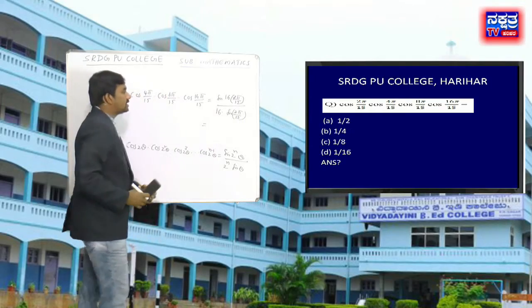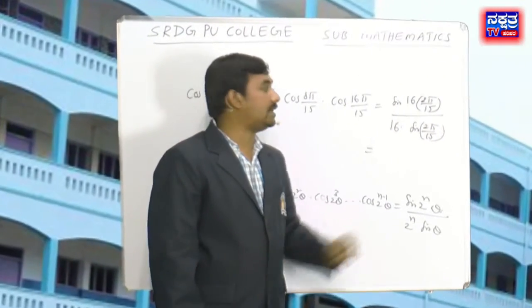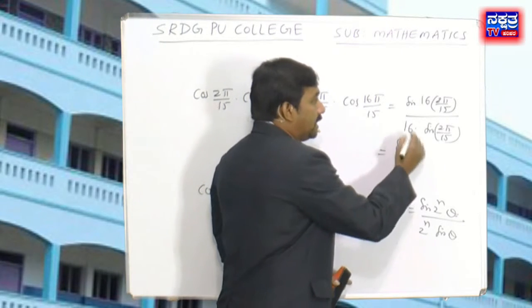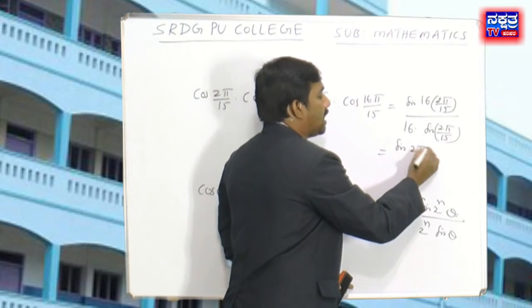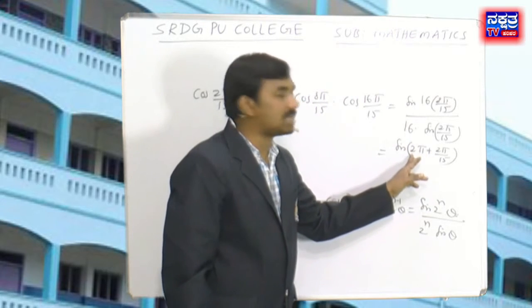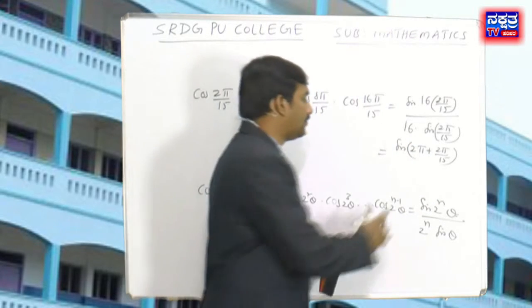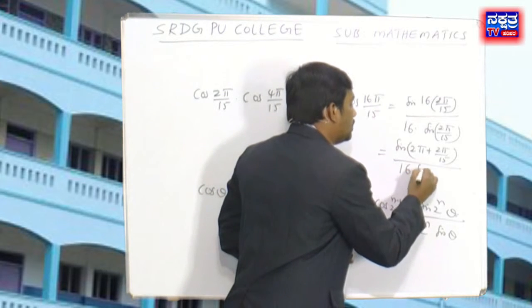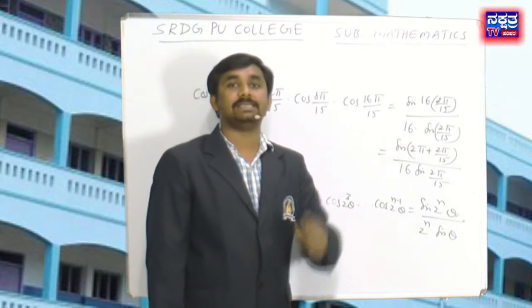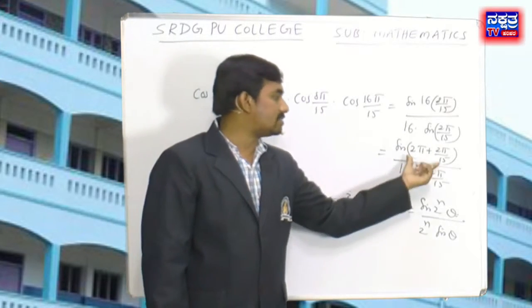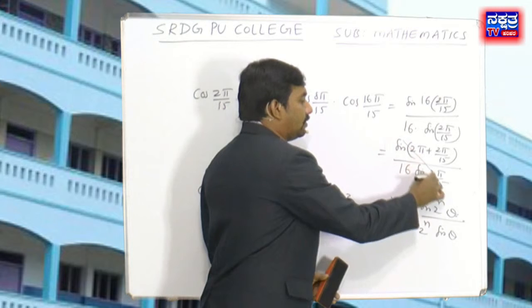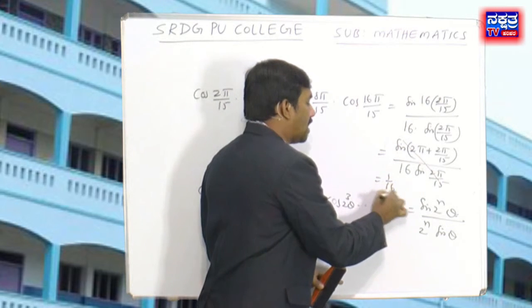So, here 16 into 2, 32 pi by 15. How to write that one? We can write it as sin 32 pi by 15, which means 2 pi plus 2 pi by 15. Clearly it is 15 to 30, 30 plus 2, 32 pi by 15, by 16 into sin 2 pi by 15. Hence sin 2 pi plus theta is sin theta only. It is sin 2 pi by 15 and it is sin 2 pi by 15. After cancellation of these two, we will get the answer 1 by 16.